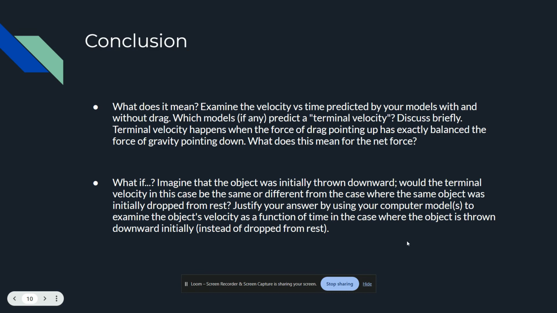Now, in order to answer the first question, I would say the gravity plus drag computational model would be the only model to predict the terminal velocity, as it incorporates drag and gravity, which are needed to make the net force 0. In order to answer the second question, I would say the terminal velocity would be the same, because the initial velocity does not affect the speed, as it just gives a head start. To test this, I would just change the value for the initial velocity in GlowScript, and you would observe that the terminal velocity would stay the same.